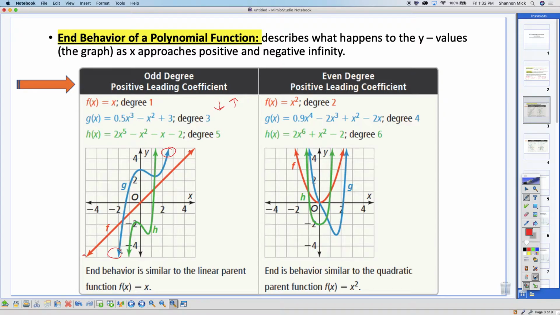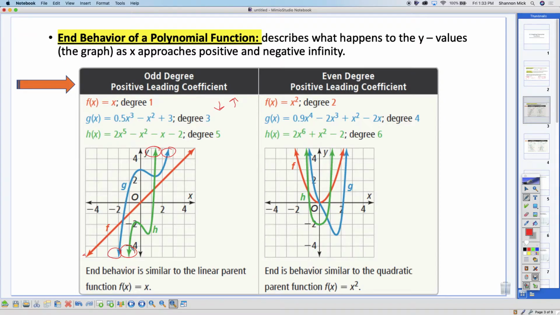This tells me nothing about the middle behavior. When we did parabolas, we did open up, open down. We were just talking about the end. We didn't know where the vertex was or anything like that. We just knew up or down. Same thing. So 5 is odd, 2 is positive, so it's going to end going up, which means it starts going down. Odd always starts and stops in different places.